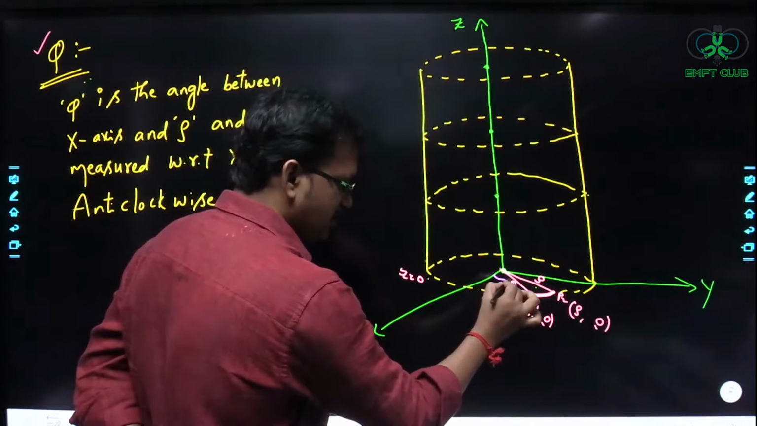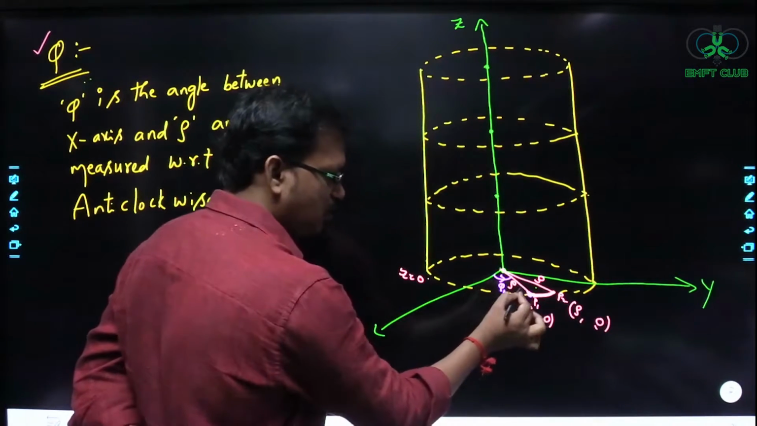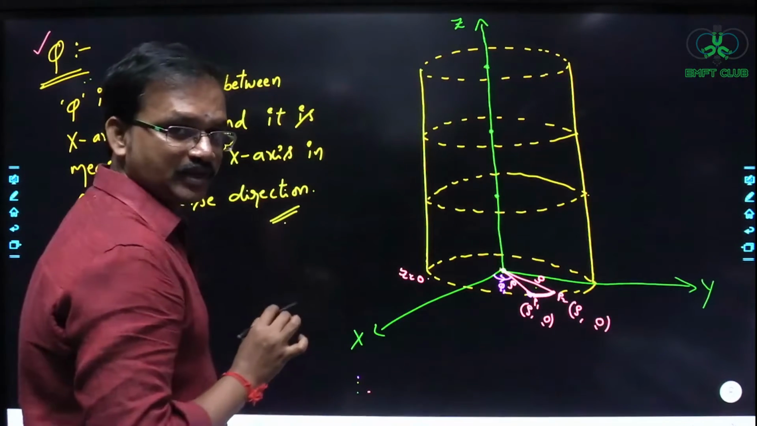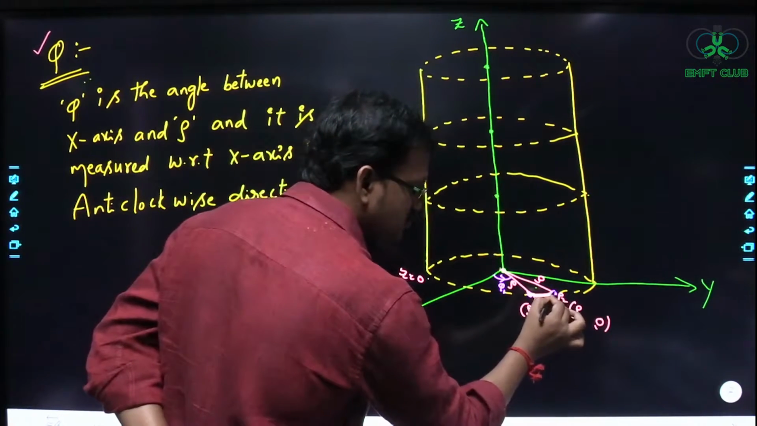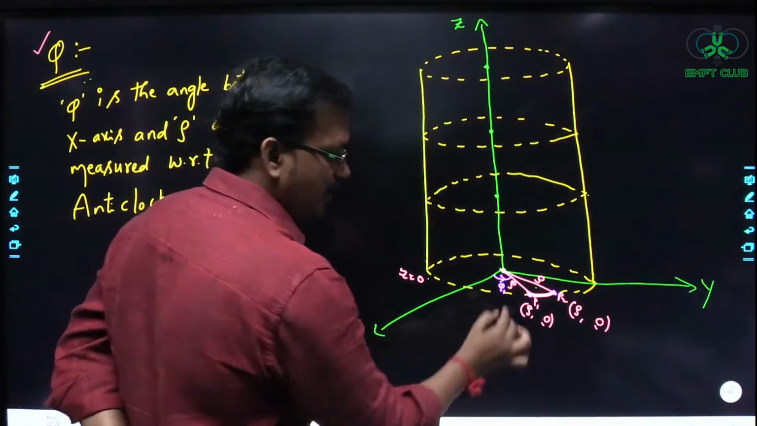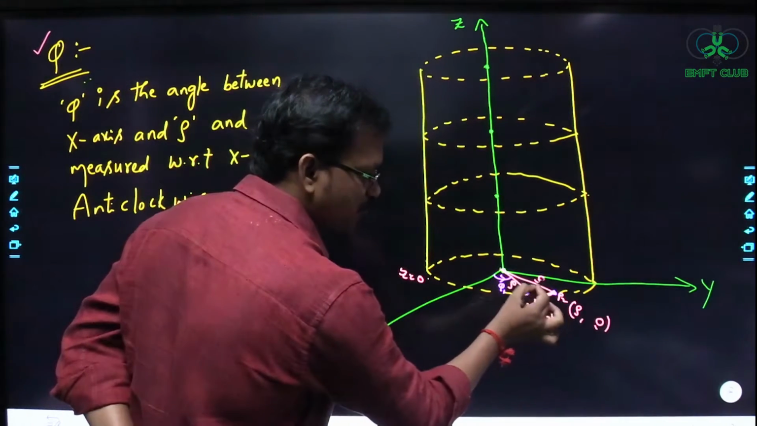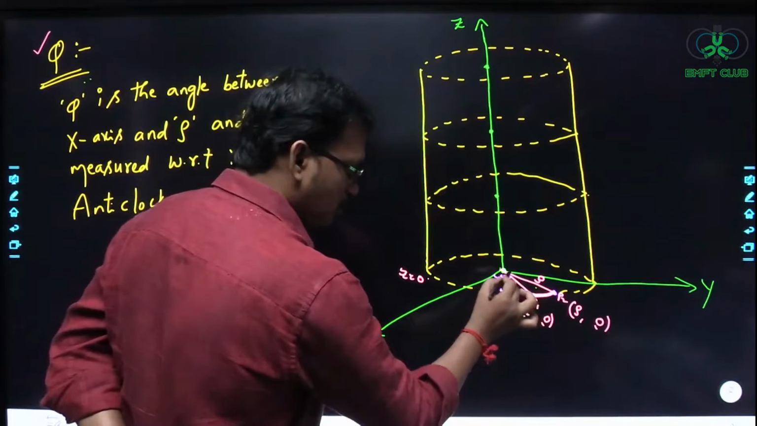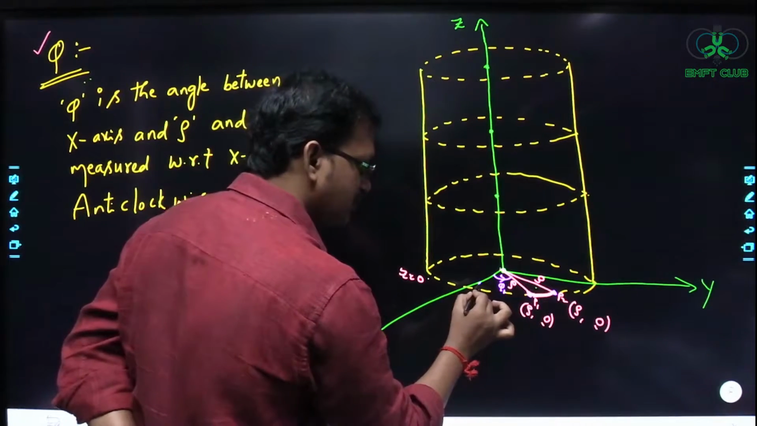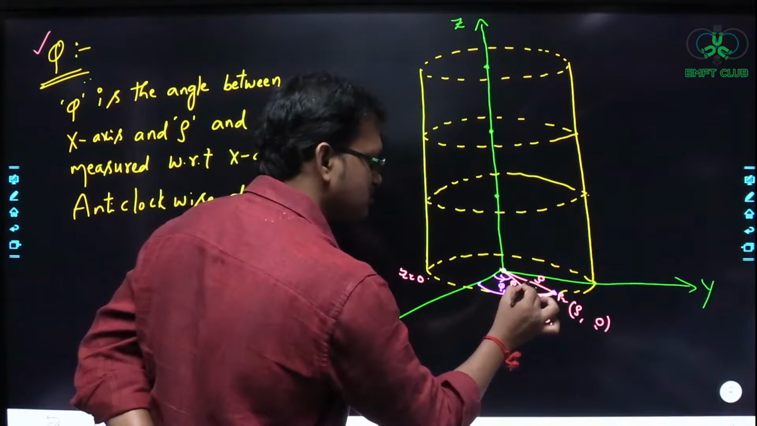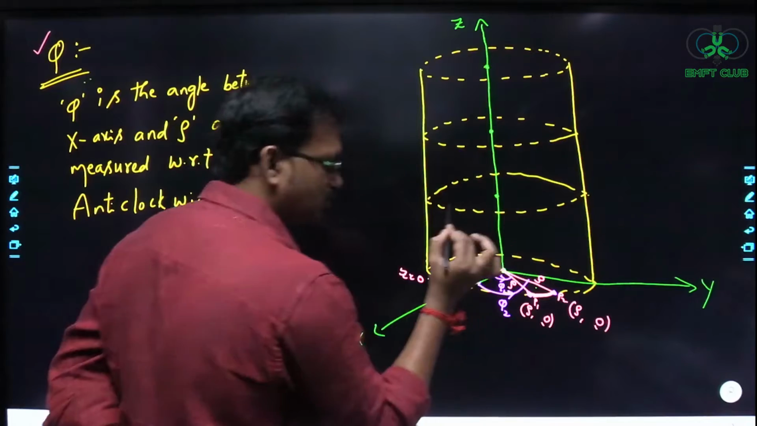So I am considering it as phi 1. This is the angle between the x-axis and rho for this point. Next, if I consider this point here, I am drawing the rho. The normal distance from the z-axis to this point is nothing but rho. Now for this rho, the angle between the x-axis and this rho, I am considering it as phi 2.